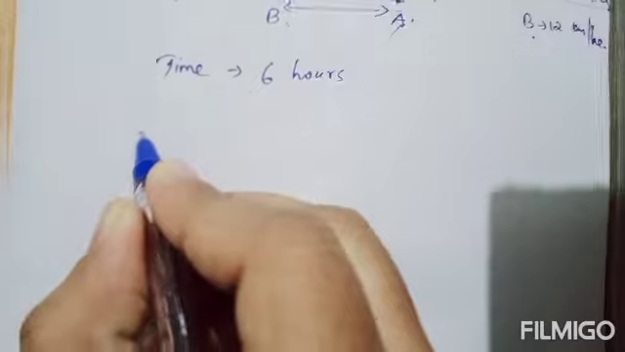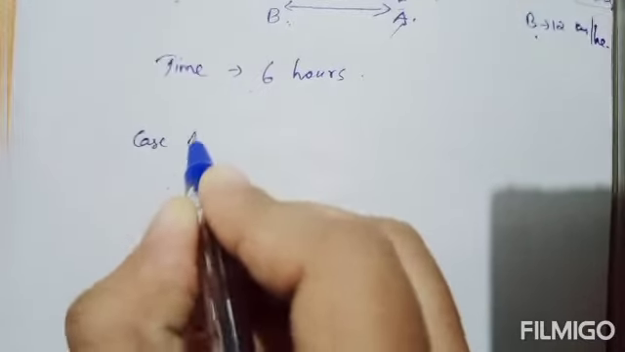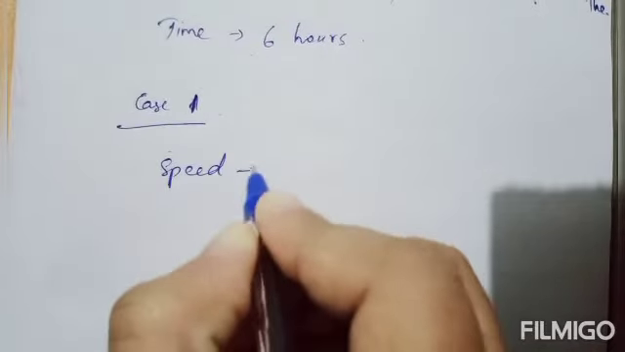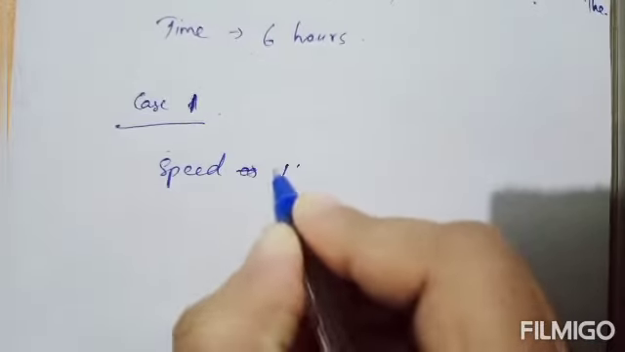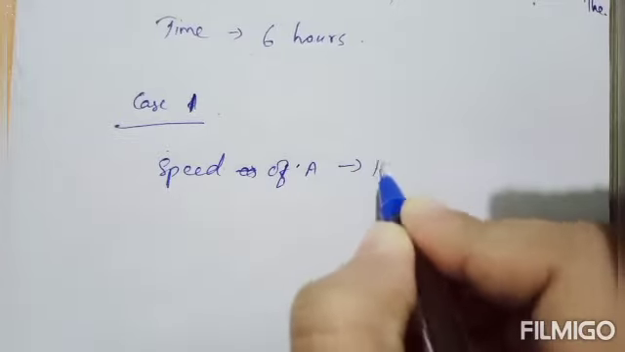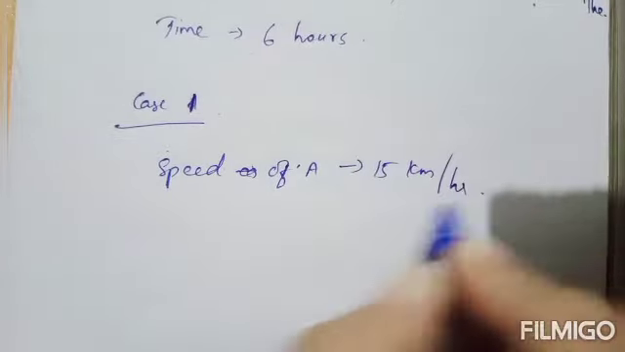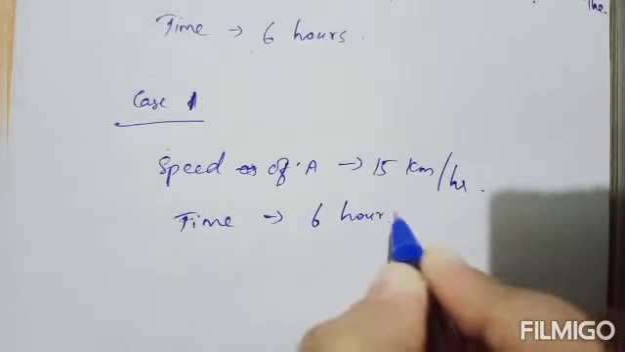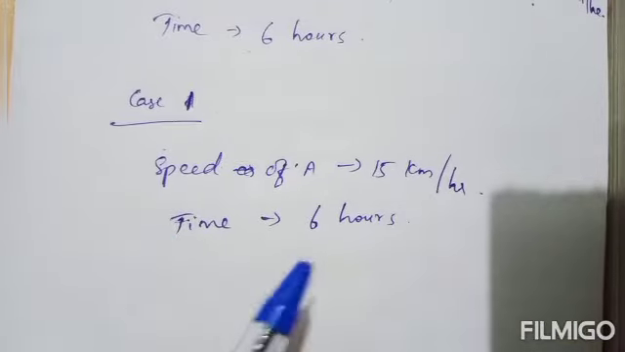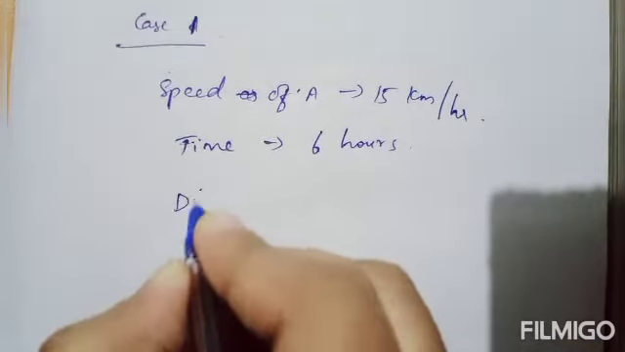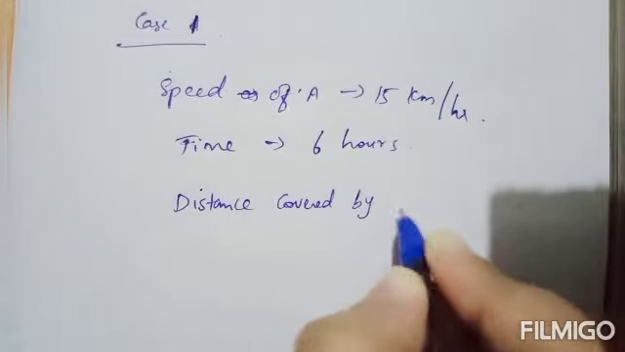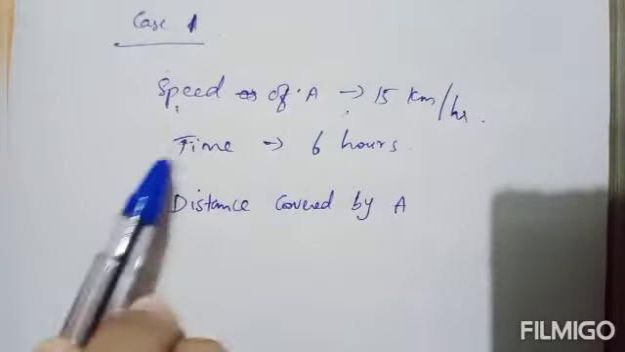So let us take case 1, A's case. What is the speed of A? Given it is 15 km per hour, and time you can take 6 hours. After 6 hours case you need to find. So time is 6 hours. Now you can find the distance covered by A. Speed is given, time is given, so you can find the distance covered by A.